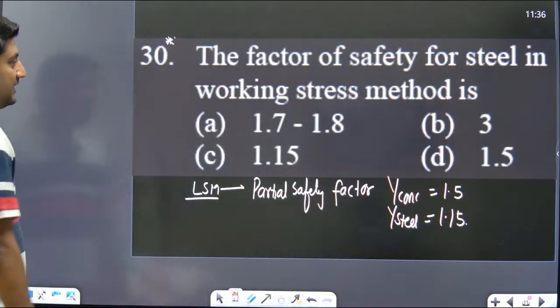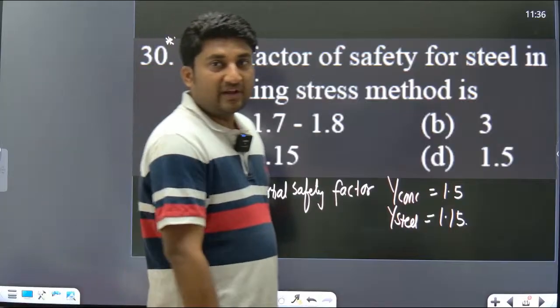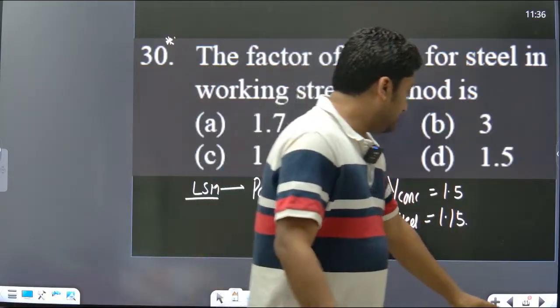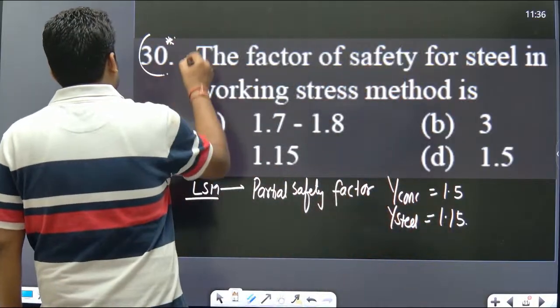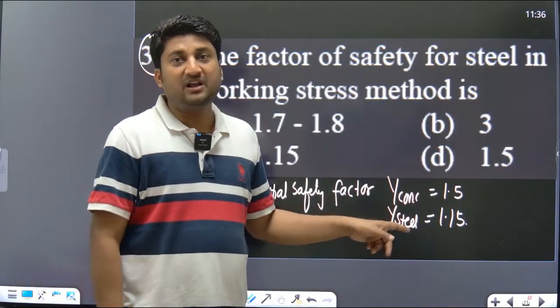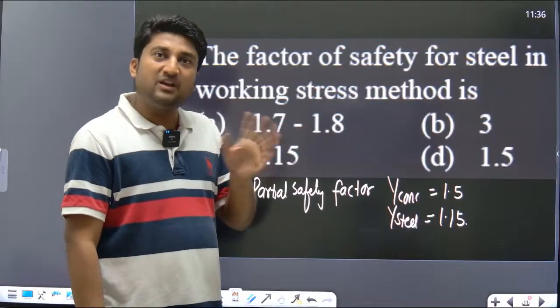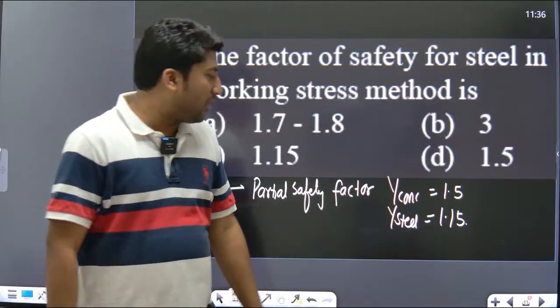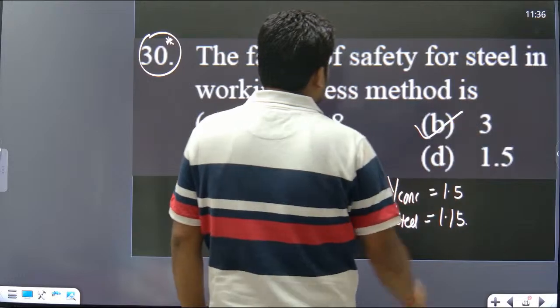Now see very carefully. In working stress method, I'll take one example. This is a very good question, guys. Students always remember both values of limit state method, but they forget to remember the values of working stress method. I'll derive how the value for steel comes out to be 3.